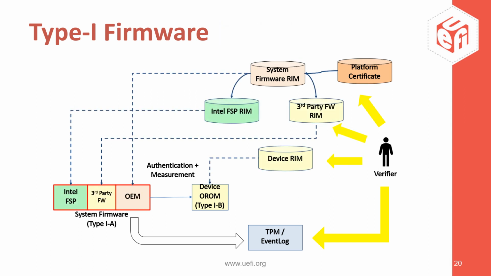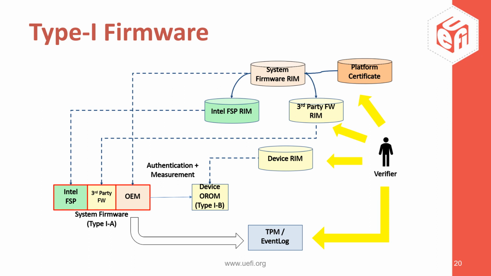A better solution we think today is to allow each component to have its own event log entry and its own RIM. For example, an FSP binary has its dedicated event log, so the verifier knows this event log entry is for FSP. A dedicated FSP RIM is published and referred to by the system firmware RIM. As such, the verifier can get the FSP event log and compare it with the FSP RIM to know if it's the latest FSP binary published by Intel.